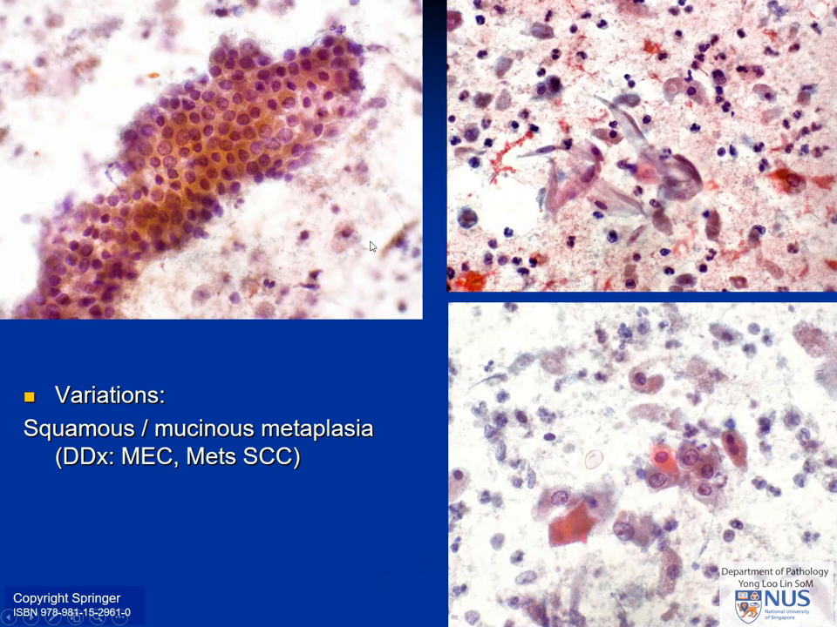So here is another example, and in this particular case there are some cells that actually look quite squamoid. And these are potentially pitfalls to be aware of in case they are mistaken for metastatic squamous cell carcinoma or even mucoepidermoid carcinoma. So if you do see classical oncocytic cells and lymphocytes in the background, be careful of a malignant diagnosis.